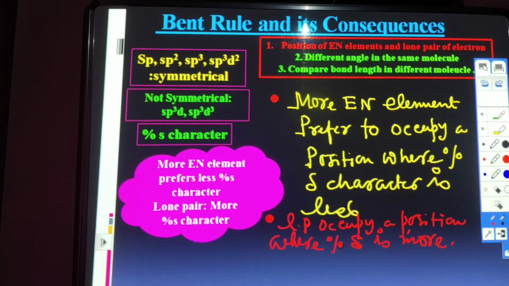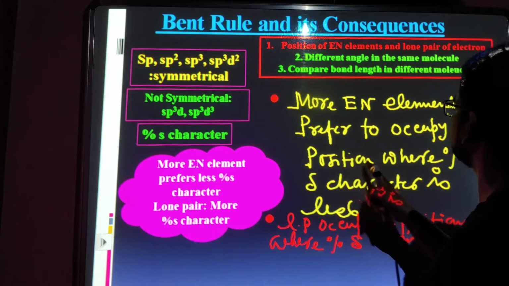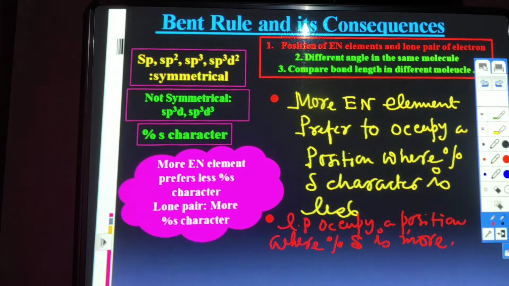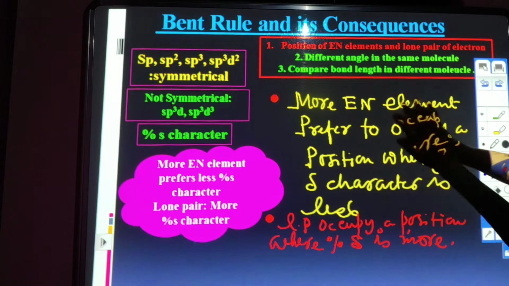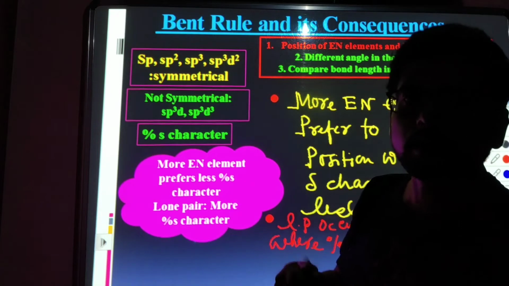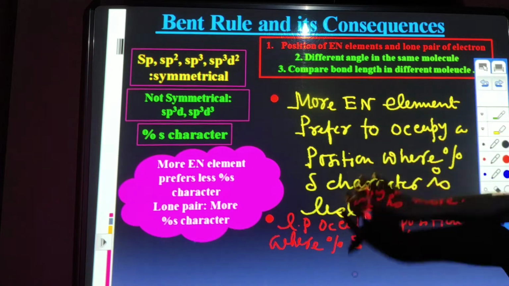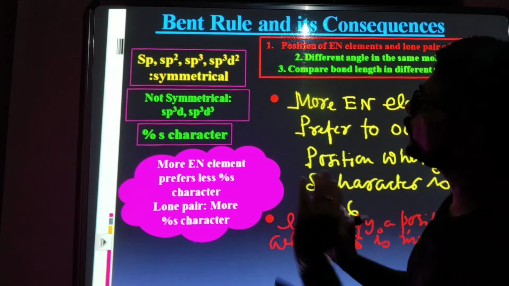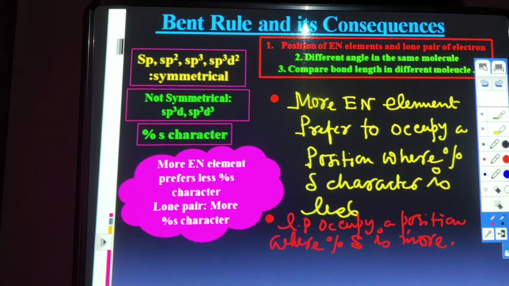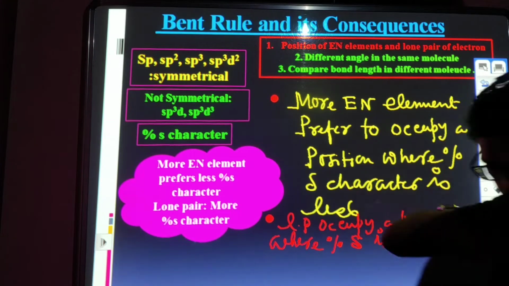Now the question is, why do more electronegative elements prefer to occupy positions where percentage of s character is less? It seems a little confusing for you. Okay, let me explain both these statements clearly, then we will go for drawing the structure.